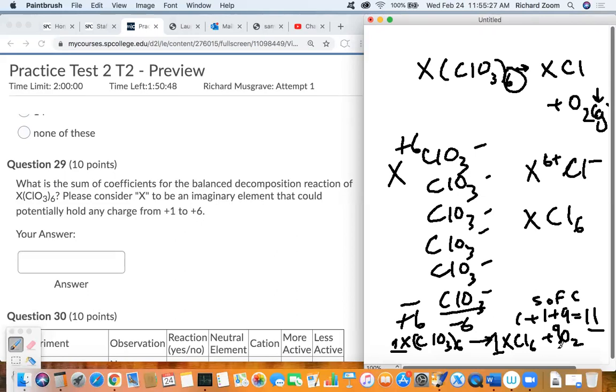So when it's asking for the charge, like, so 29, it's asking for the charge of X, is that right? No, it's actually asking for the sum of coefficients. I'm sorry. Yeah, I see. What is the sum of coefficients? Okay. And it's 1 plus 1 plus 9. So the answer being expected there is 11. Okay, thank you.